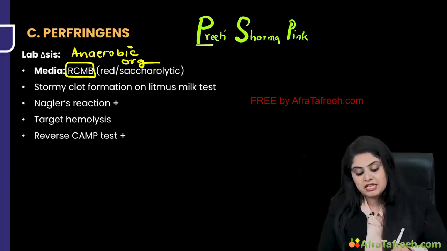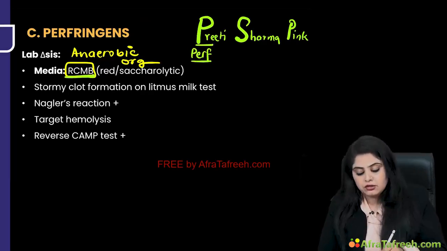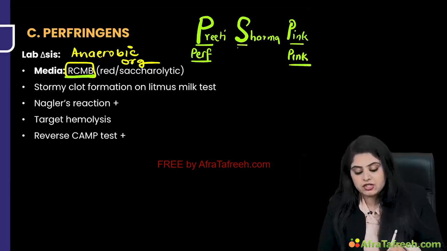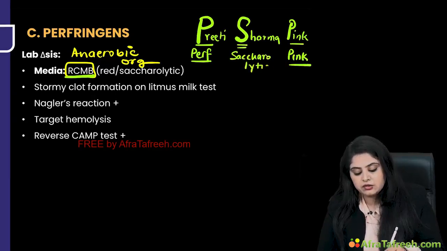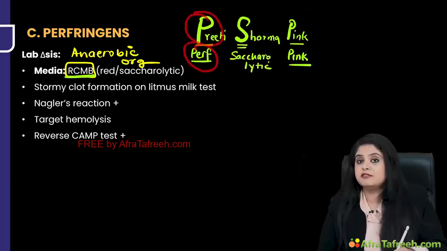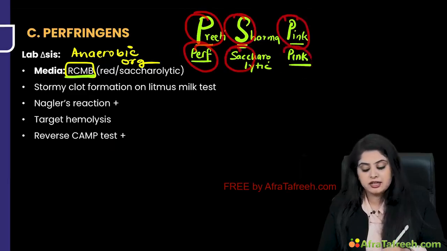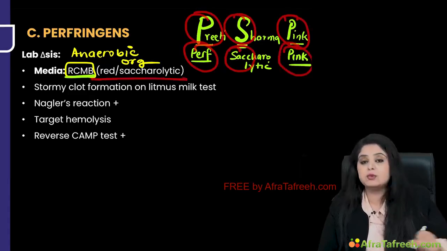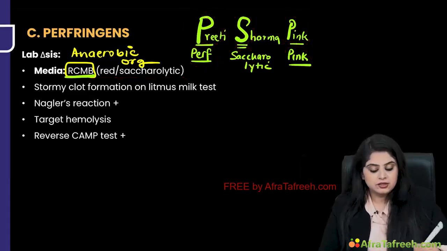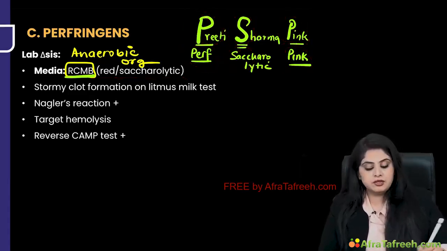Anyway, so when I say pre, you will remember perfringens. It means that on Robertson's cooked meat broth, Clostridium perfringens gives what color? It gives a pink color. What reaction is that known as? That is known as a saccharolytic reaction. So simple. Preeti for perfringens. S is going to remind you of saccharolytic reaction, and the color it likes is pink. So the color that you get is a pinkish color over here. So remember, that is what you get with Clostridium perfringens.